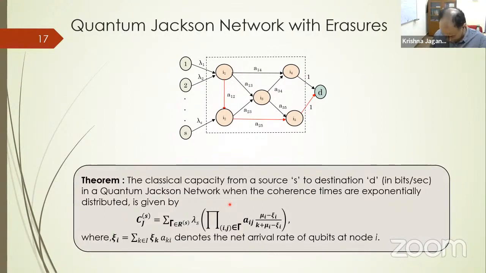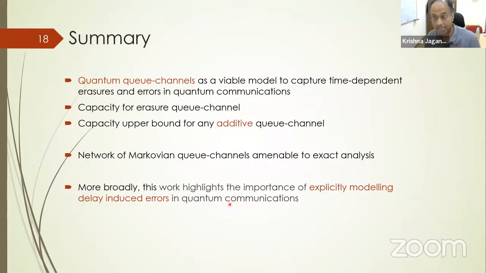Okay, so I think I'm running out of time. So let me summarize. In this talk, we talked about quantum Q channels. They are a viable model to capture time-dependent erasures when these quantum bits interact with the environment, when they buffer. This is a good model. We have not explicitly included propagation delay in our models, but I think our framework allows for it.